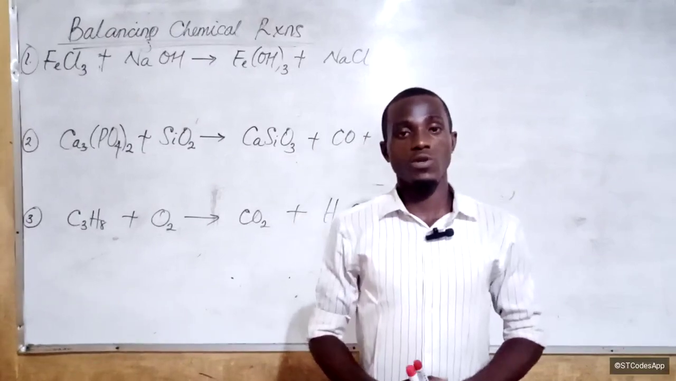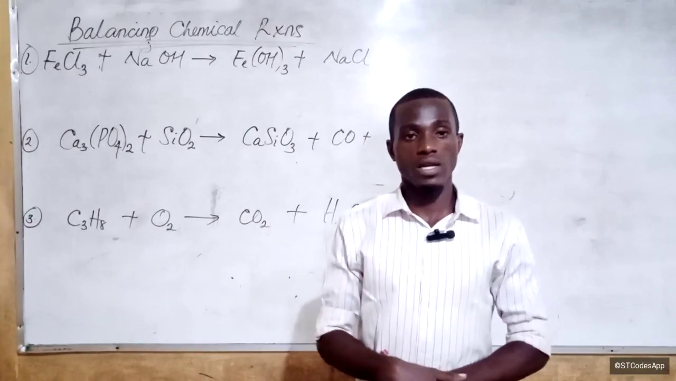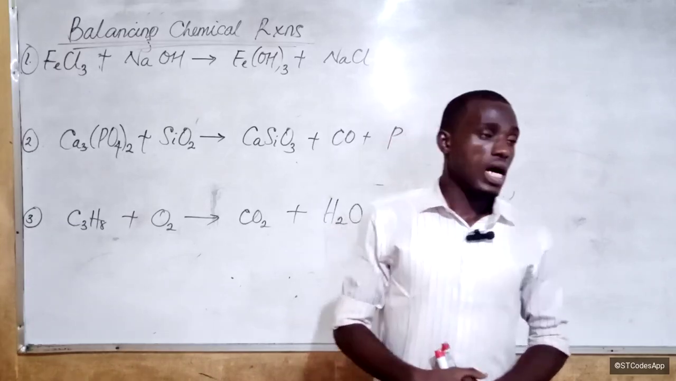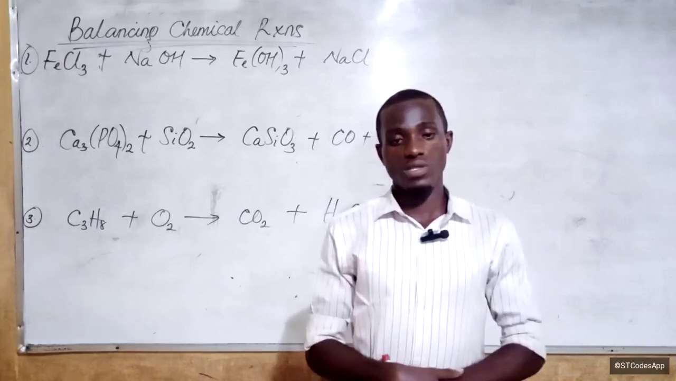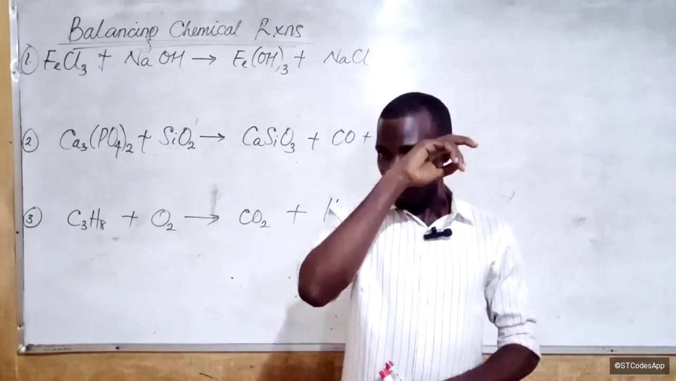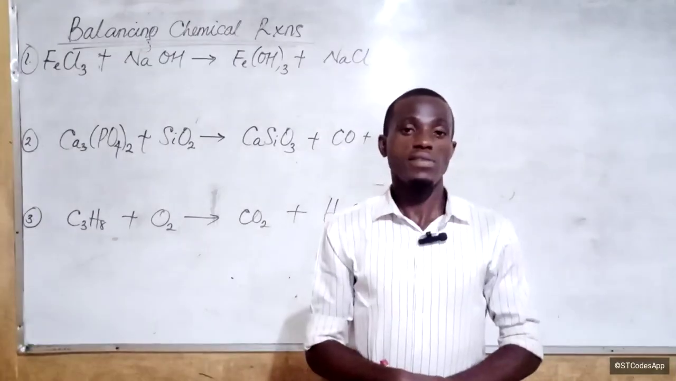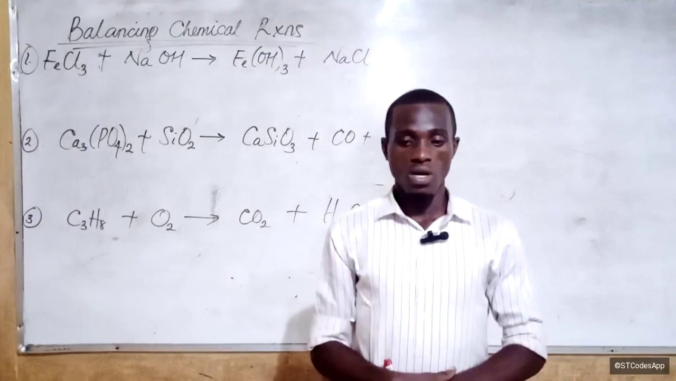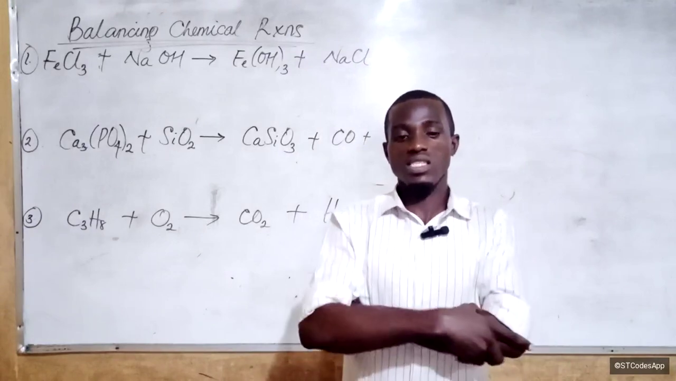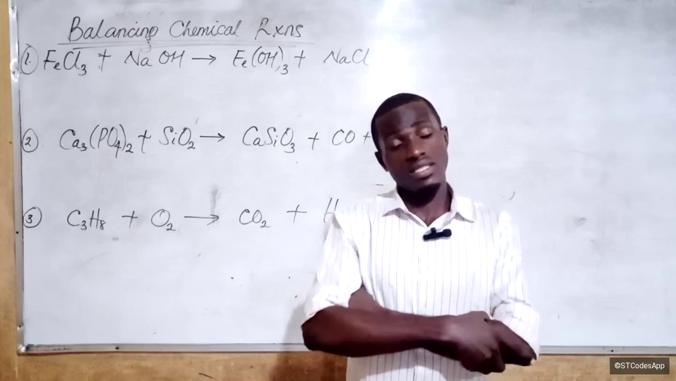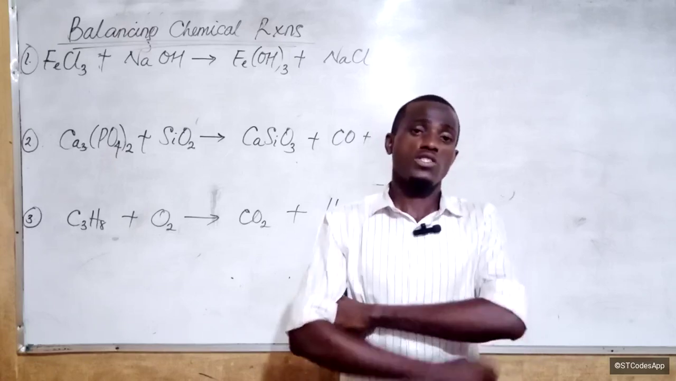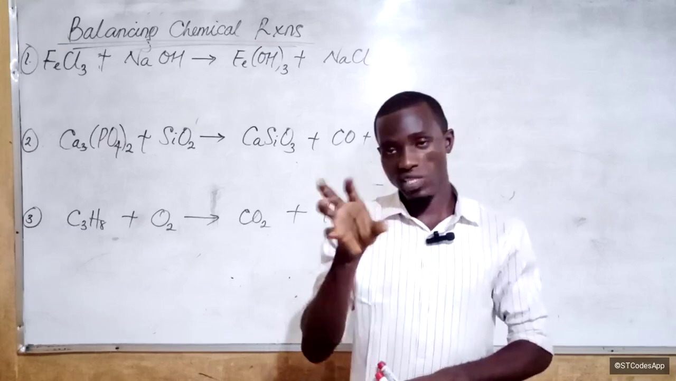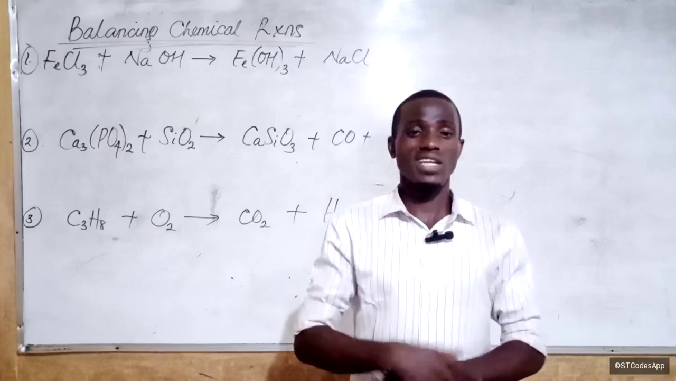In this video, we are going to be talking about how to balance chemical reactions. I want us to know that balancing chemical reactions is one of the simplest things that you can ever lay your hands on in chemistry. It is very simple. The only problem people have with it is the method that they adopt. When you adopt the wrong method, the method of guessing numbers to just fit into an equation, you tend to do it wrongly.